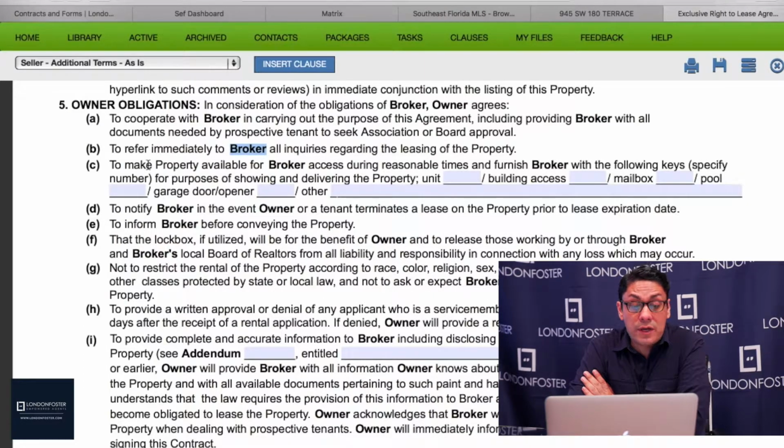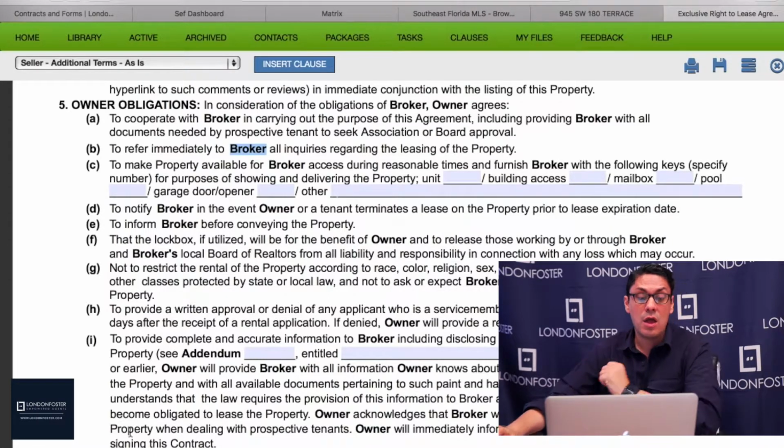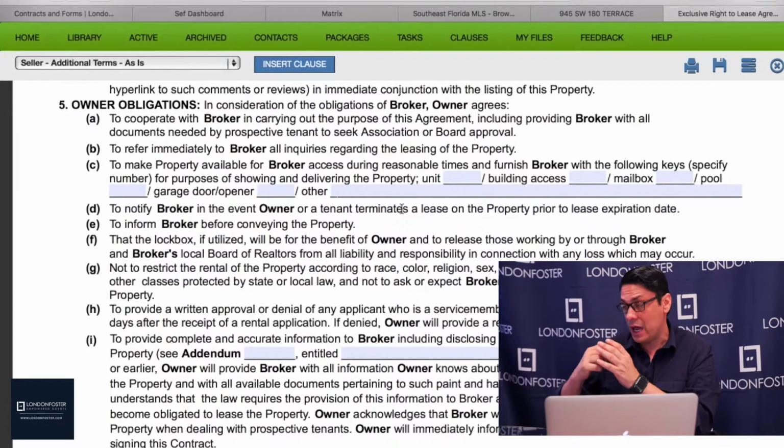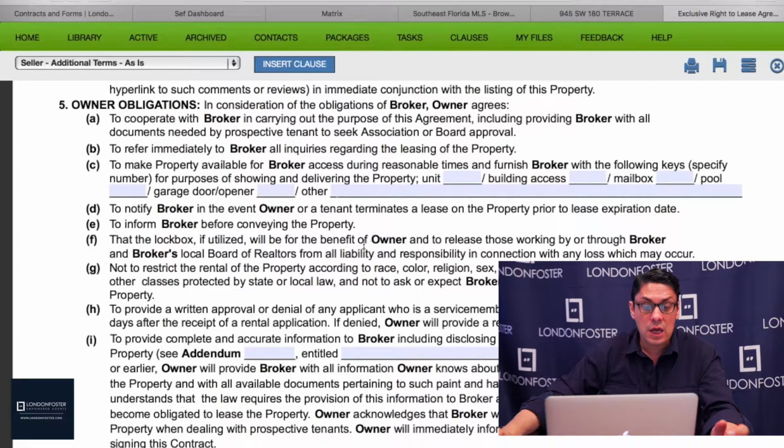Make sure that the property is available to the broker, and you want to specify what keys are going to be put in there. You want to notify the broker in the event the tenant terminates a lease early. Why? Well, because this lease is under my jurisdiction, and if it's breaking, then I need to make sure that I know of it so that I can re-rent it and furnish you that service. You want to make sure that you advise the broker if you're planning on conveying the property.